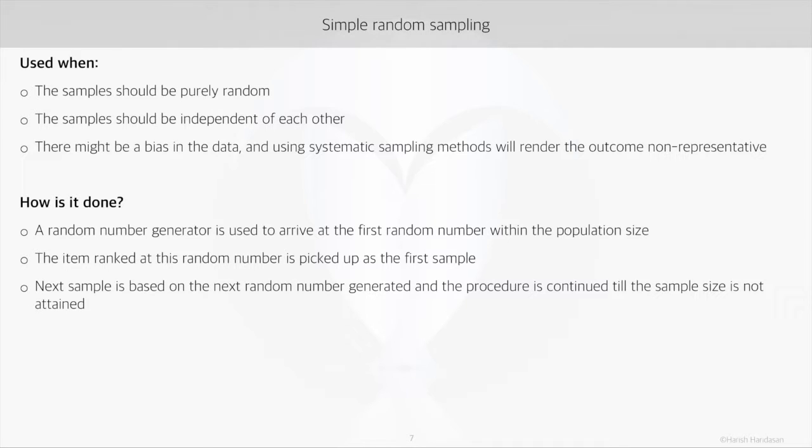That is, say the first random number is 11, so we pick up the 11th data point as the first sample, and this procedure continues till we attain the calculated sample size. This method is the pure form of random sampling, but the sampling effort is quite high in this case.